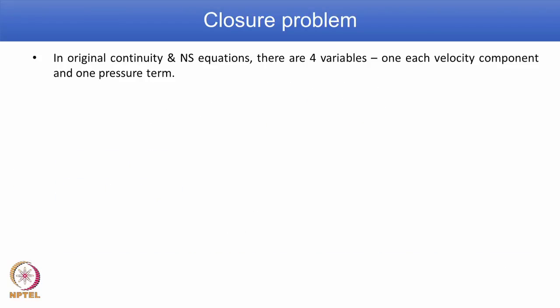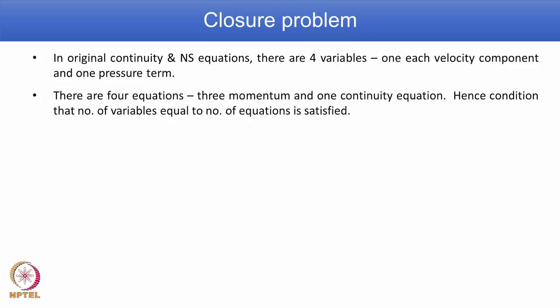Let us try to understand the meaning of the closure problem. In the original setup, we have the continuity equation, 1 equation, and the Navier-Stokes equation, 3 equations, and there are 4 variables, that is u, v, w, each velocity component, and pressure as an additional term. So, there are 4 variables and we have 4 equations. The condition that the number of equations equals the number of variables is satisfied.